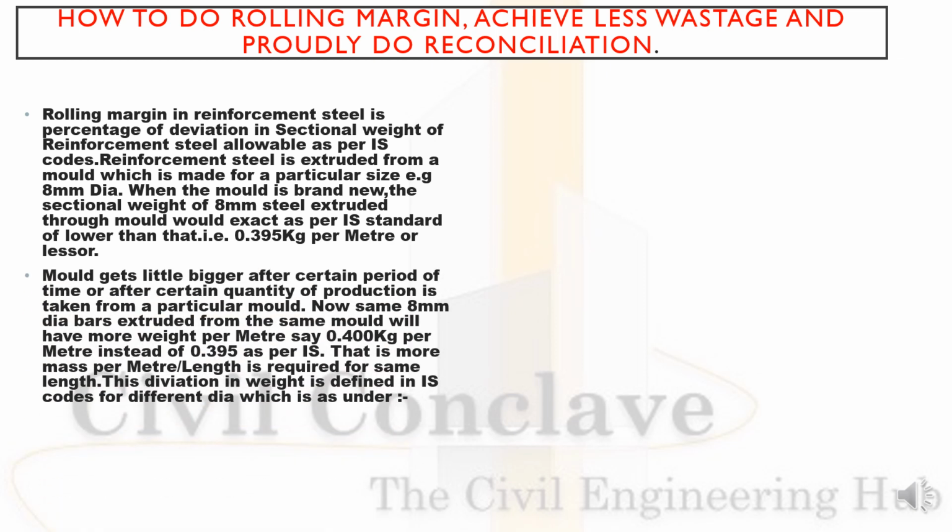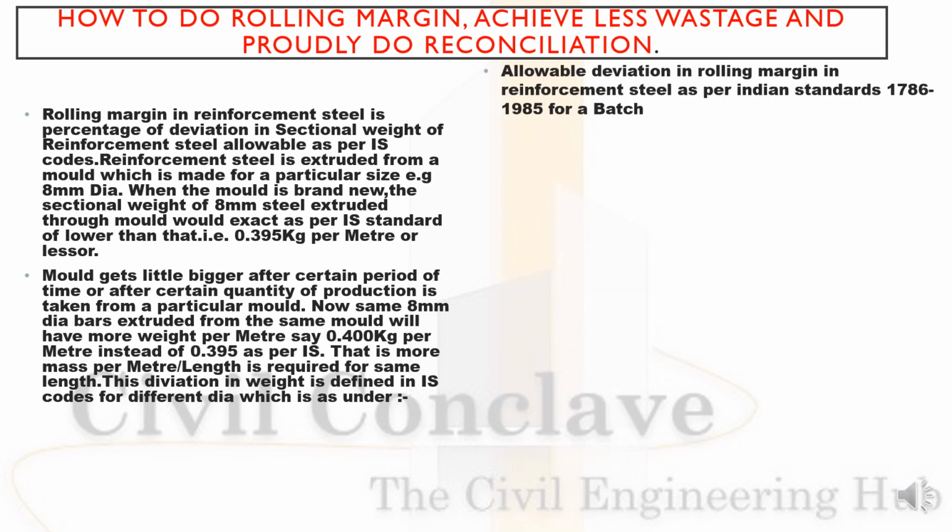The mold gets a little bigger after a certain period of time or after a certain quantity of production has been completed. Now the same 8 mm dia bars extruded from the same mold will have more weight per meter, say 0.400 kg per meter instead of 0.395 as per IS code. That is, more mass per meter length is required for the same length. This deviation of the weight is defined in IS codes for different dia, which is as under.